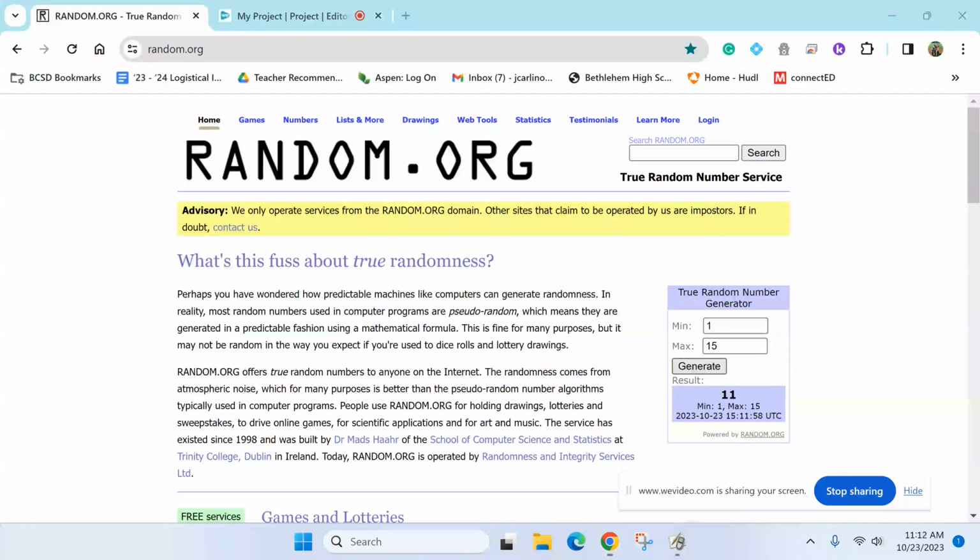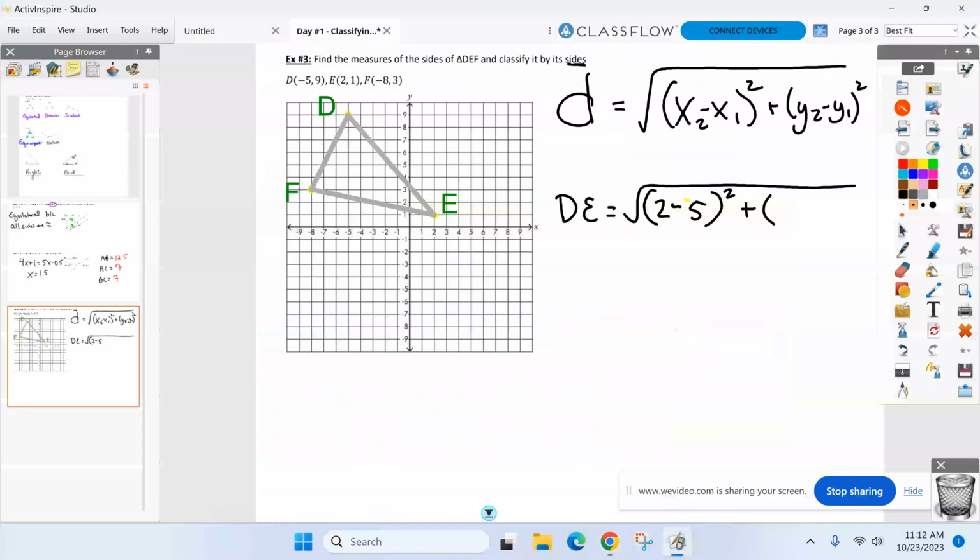1 minus 9 or 9 minus 1. Again, the order does not matter. That's what's great about distance formula. And you know what also is great? That we can use those good old NumWorks calculators and it will give me an answer in simplest radical form and decimal. I will always ask you to leave your answer in simplest radical form on a homework or test or quiz. So let's continue that right now.